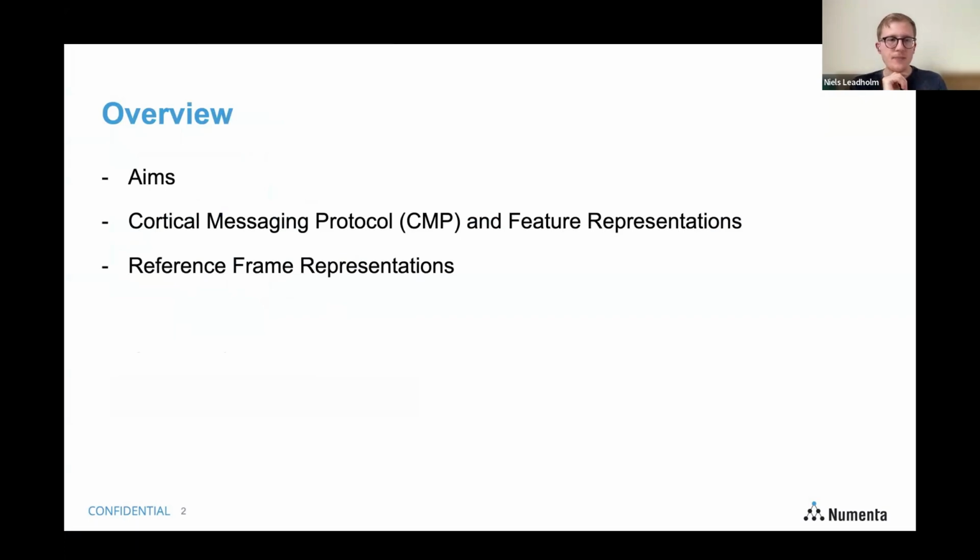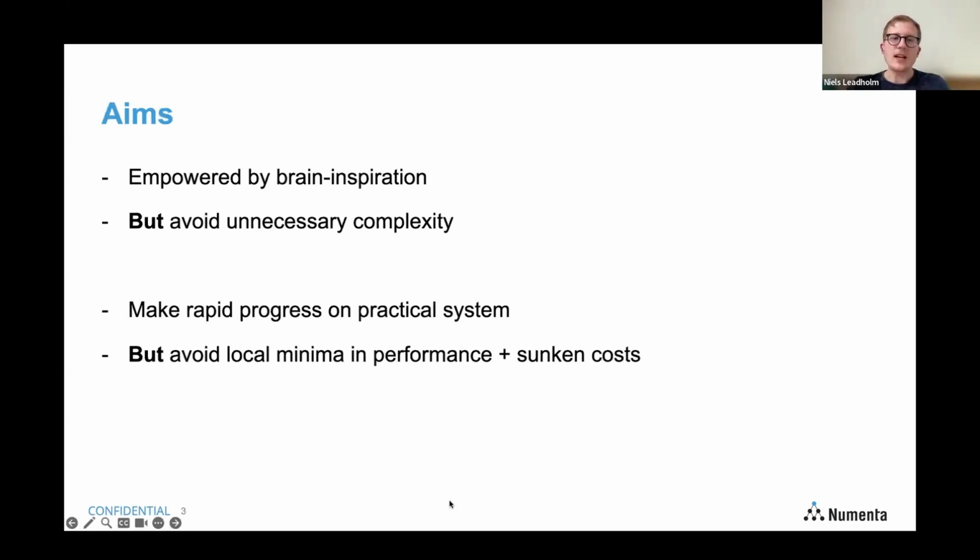Yeah, and so today, I already touched a little bit on the overall aims of doing this, and the parts of Monty that I'll be focusing on are the cortical messaging protocol and how we represent the features, and then reference frame representations. Building on what I was saying earlier, ultimately we want Monty to be empowered by the fact that it's brain inspired and use that to make it a better system. But of course, we're not trying to simulate brains, and so we want to avoid complexity where possible.